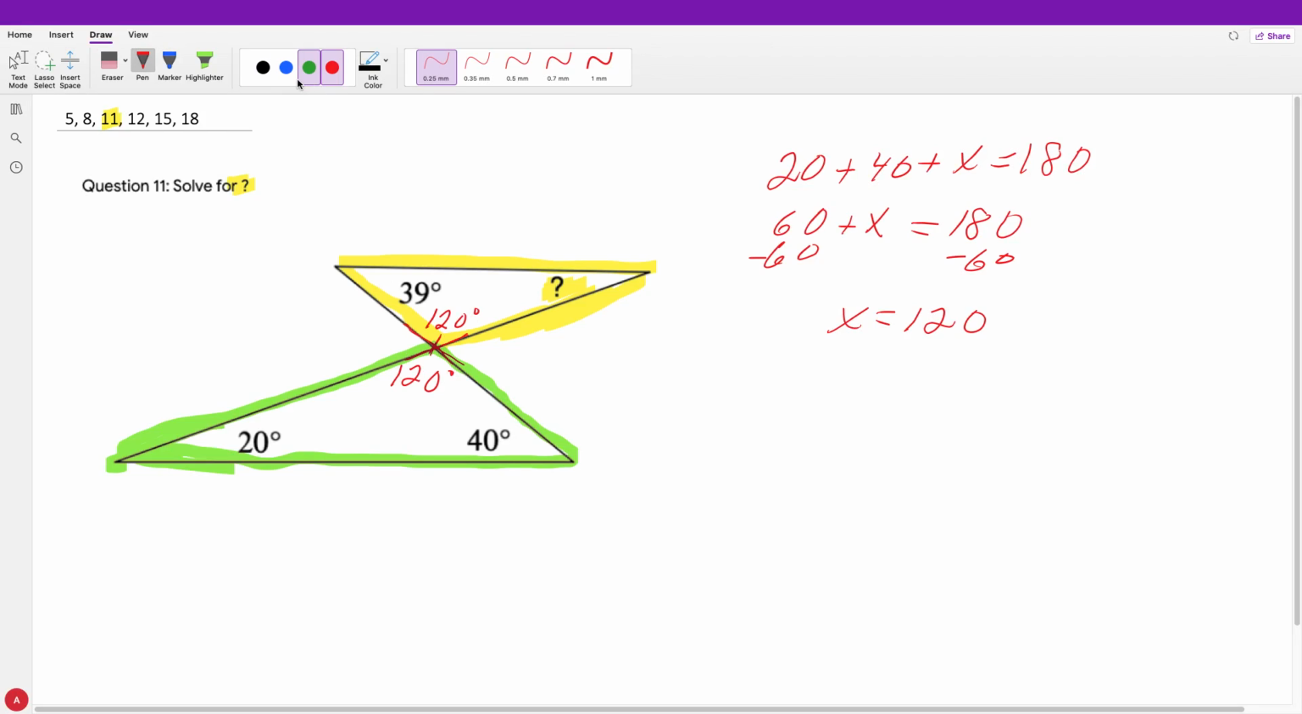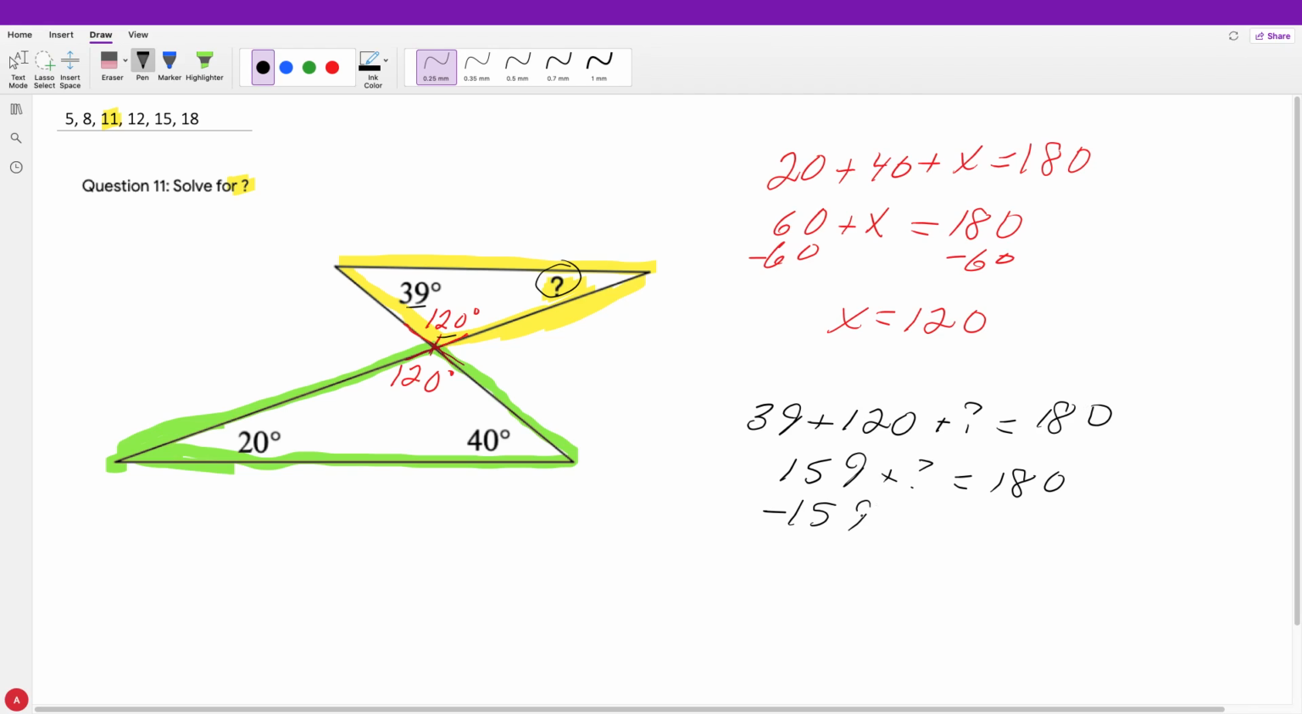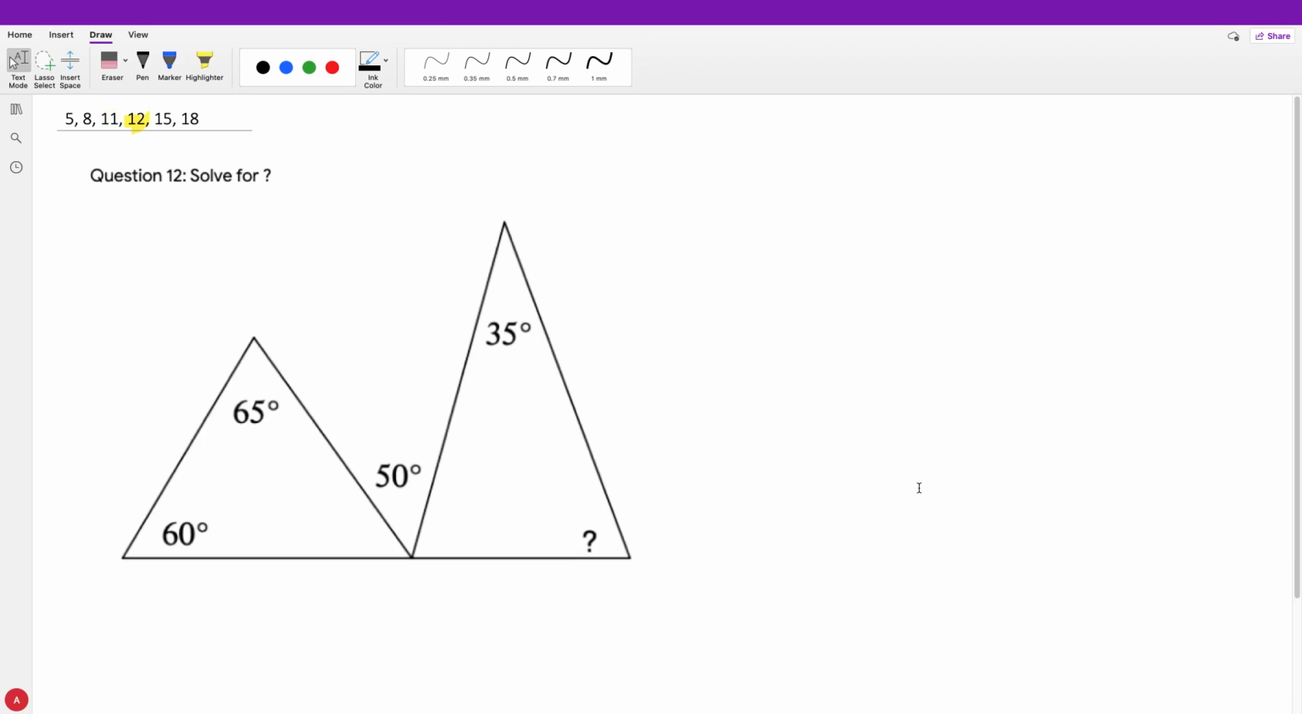So now I can solve for the question mark because I have two of the three angles for the triangle. So 39 plus 120 plus the question mark is equal to 180 as well. So 159 plus question mark is equal to 180. I subtract 159 from both sides, and that means that our question mark is now equal to 21 degrees. So the measure of this angle is 21 degrees, or the question mark is equal to 21 degrees. And that is it for this question. Now let's move on to the next.